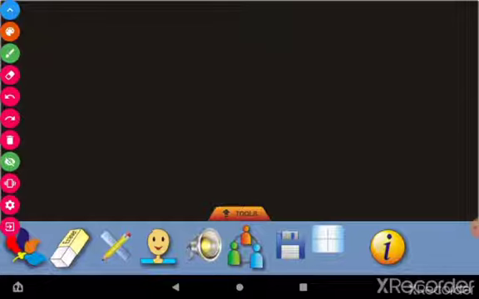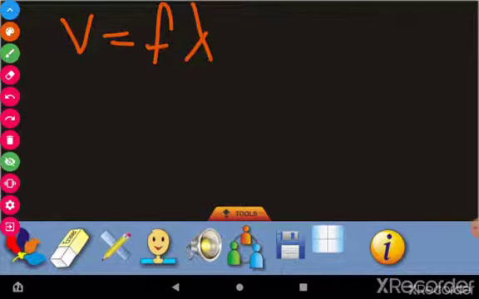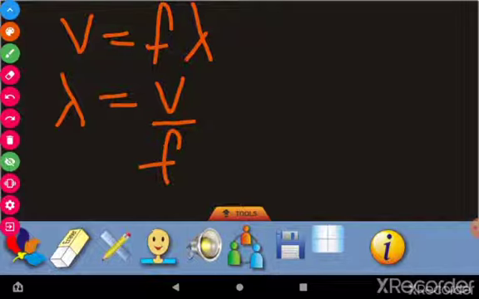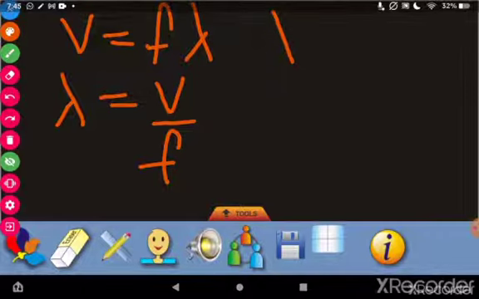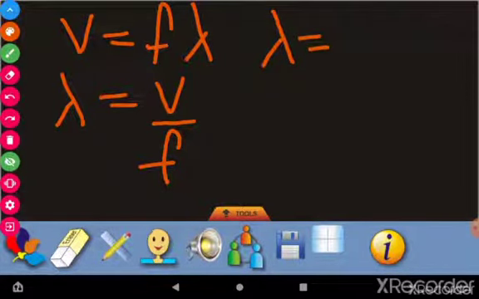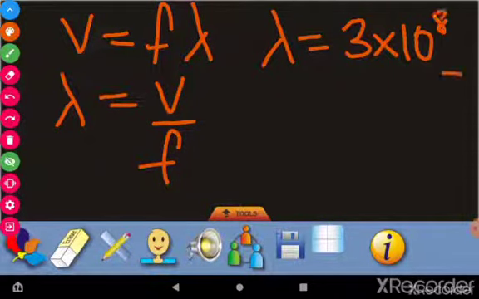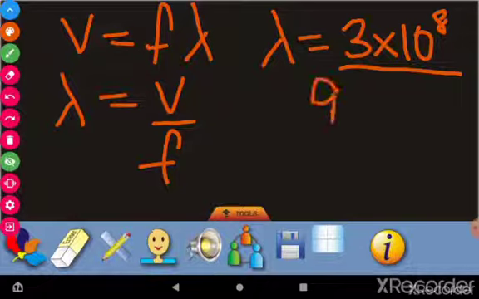The formula to reconcile all three would be v is equal to f lambda. Since we're trying to find lambda, let's make lambda the subject of the formula. Lambda is equal to the speed divided by its frequency. Therefore, we're going to have that lambda is equal to 3 times 10 to the 8. And I won't write the units for the sake of the space that I have. Frequency is equal to 99.7 times 10 to the 6.